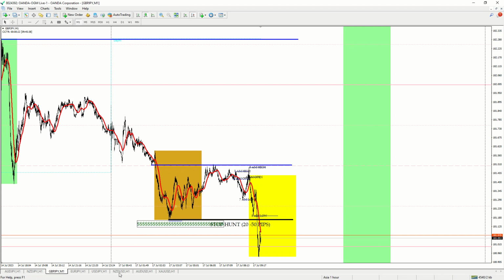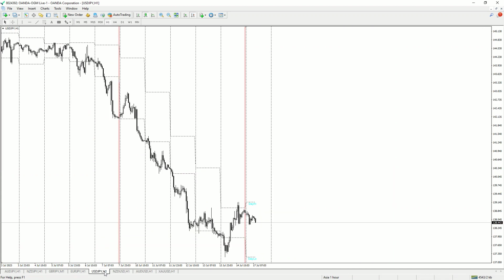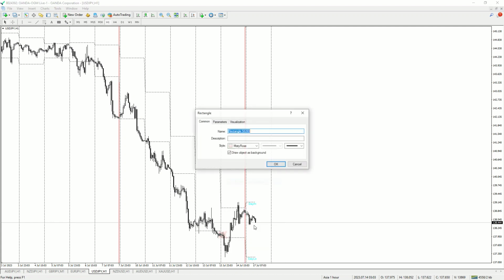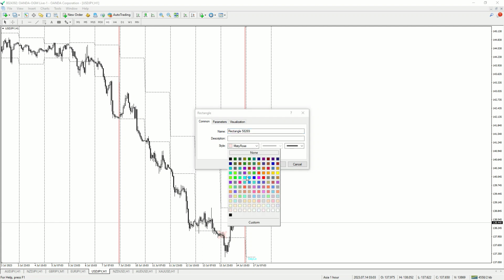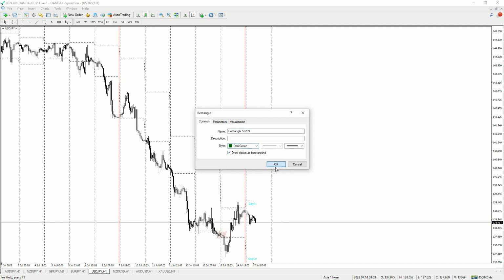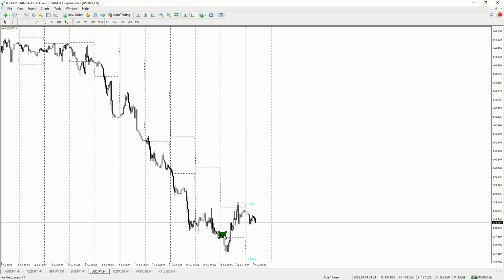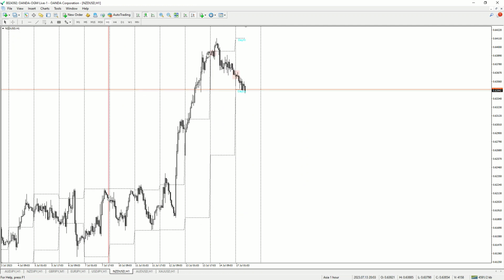But let's see, New Zealand USD, USD JPY, let's see. Okay, this is a first green day and a very good first green day. Let me just change these colors to something visible. This is a very clean first green day. Why? Because the previous one, what did I say in the previous charts? I told you it is one of the best I've seen.